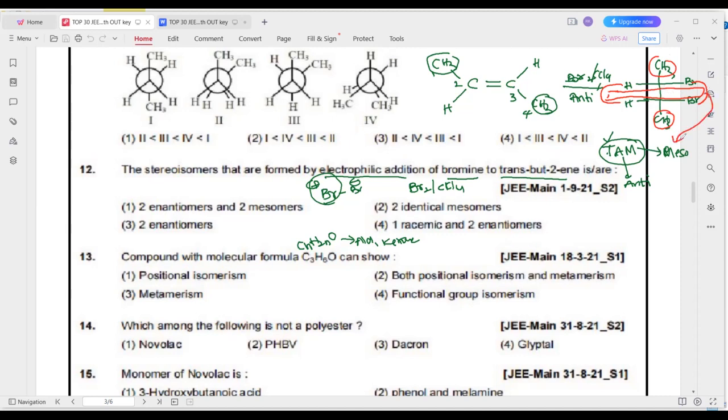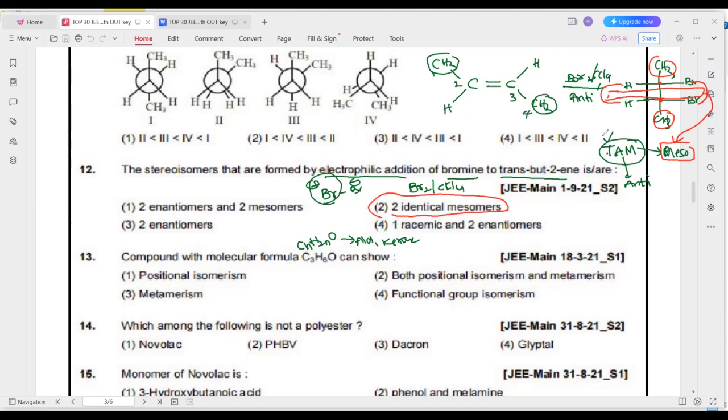Then such compounds which are optically inactive due to the presence of a plane of symmetry, even though they contain two chiral centers, are optically inactive due to the plane of symmetry. Such compounds are called meso compounds. So this is the product. Both are meso compounds. Two identical mesomers is the answer.